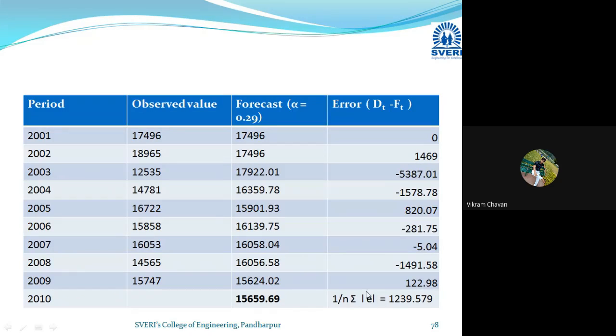Summation of mod of error, whole divided by the total number of periods. The total number of periods is 9. So do the addition of all the errors. Don't consider the negative sign for addition purposes. Add only the numbers, that is nothing but mod. Summation of mod of e.